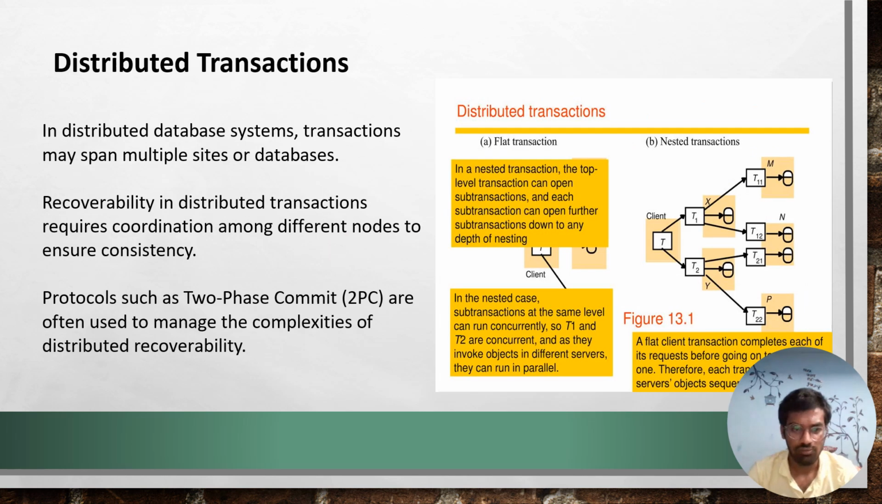After that, distributed transactions: how a transaction is going to be distributed in a distributed database system. A transaction may span multiple sites or databases. Recoverability in distributed transactions requires coordination among different nodes to ensure consistency. Protocols such as two-phase commit, 2PC, are often used to manage the complexity of distributed recoverability. After that, there are two types: flat transaction and nested transaction.